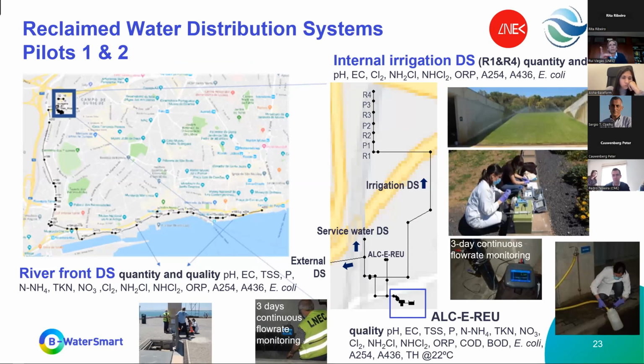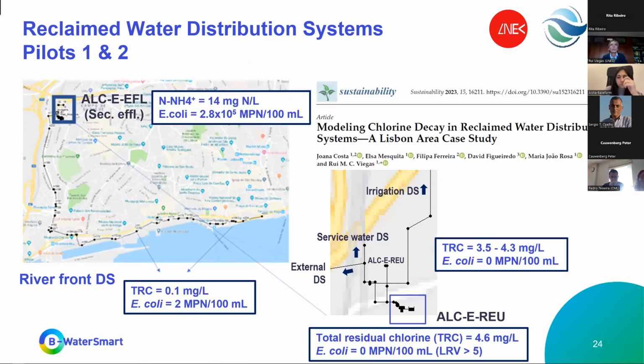So for pilots 1 and 2, we see here the images. We did campaigns. These are representations of the full-scale campaigns that we did. We did monitoring of quantity and quality during 3 days. The parameters are depicted here. I won't go into much detail on it. Just to say that the reclaimed water that was produced in this water reclamation facility has a high content of ammonia. For example, it has 14 milligrams per liter of nitrogen.